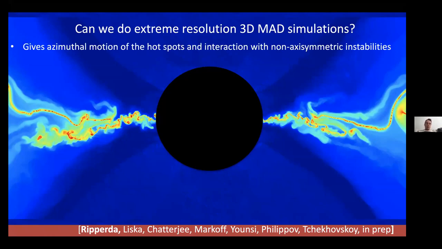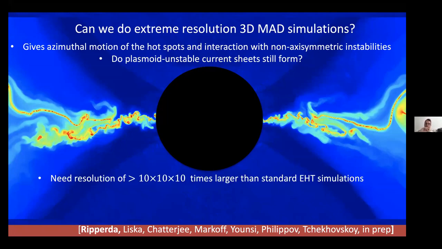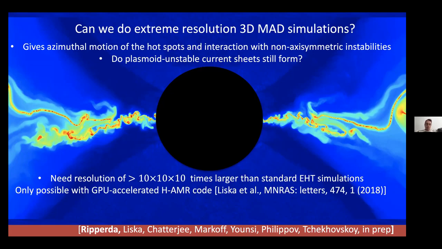3D simulations would tell us about the azimuthal motion of the hotspots, but also about the interaction of the hotspots with non-axisymmetric instabilities like Kelvin-Helmholtz or Rayleigh-Taylor. And it would give us more information about the timescales of the flares and whether we can match them with observations. The first question to answer is, do plasmoid unstable current sheets actually still form? And for that, we ran a H-AMR simulation. But we needed resolutions that are 10 times 10 times 10, so 1,000 times larger than the standard GRMHD simulations. This was possible with the GPU acceleration of H-AMR.